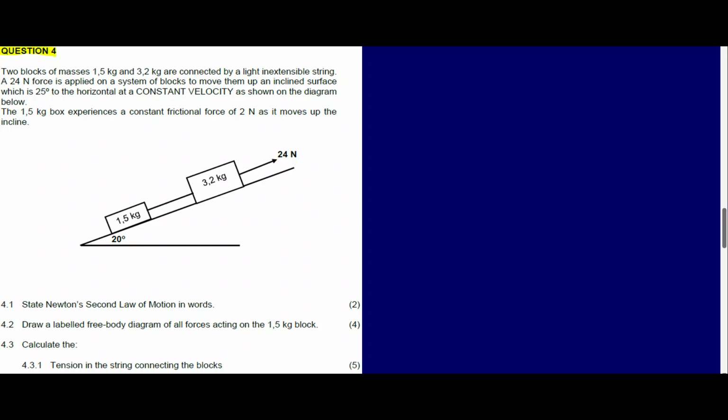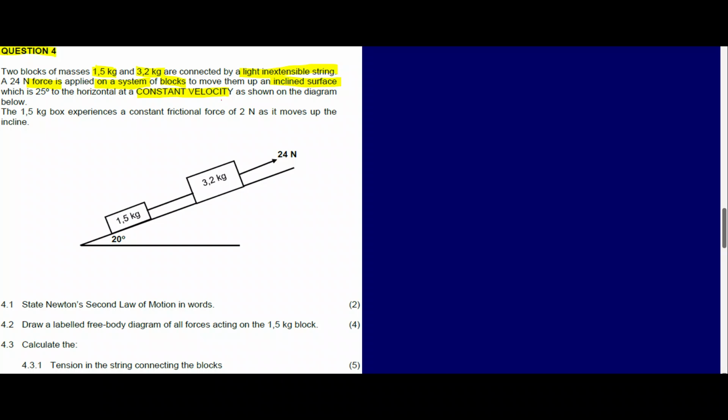Let's get straight into this one. It's question 4. Two blocks of masses 1.5 kg and 3.2 kg are connected by a light inextensible string. A 24 Newton force is applied on the system of blocks to move them up an inclined surface, which is 25 degrees to the horizontal, at a constant velocity.